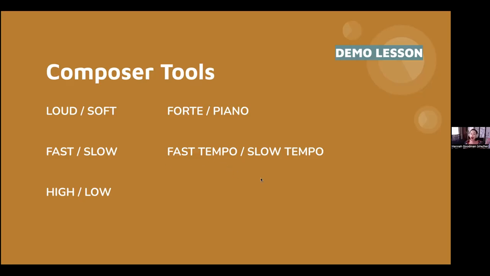We also have high and low in music. And repeating after me, we have high pitch. And of course, we have low pitch. So I'm just going to run through each of those words. Please repeat after me as I go. We have forte. We have piano. Good. We have fast tempo. We have slow tempo. We have high pitch. And we have low pitch.